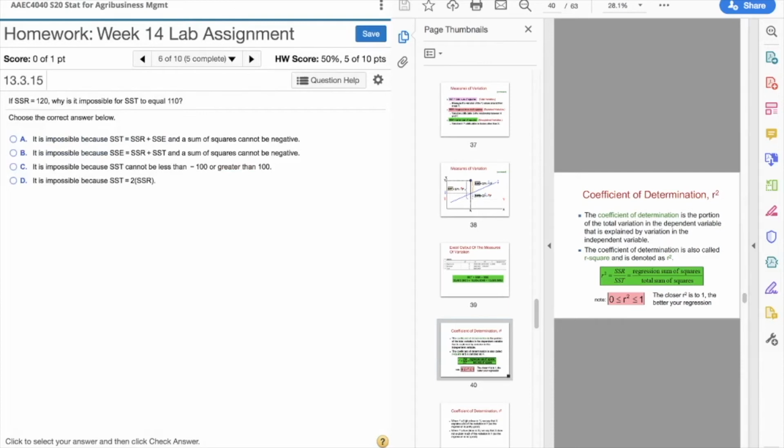SSR is equal to 120 and SST cannot be equal to 110 because SST is equal to SSR plus SSE and all of them cannot be negative. So A is true.